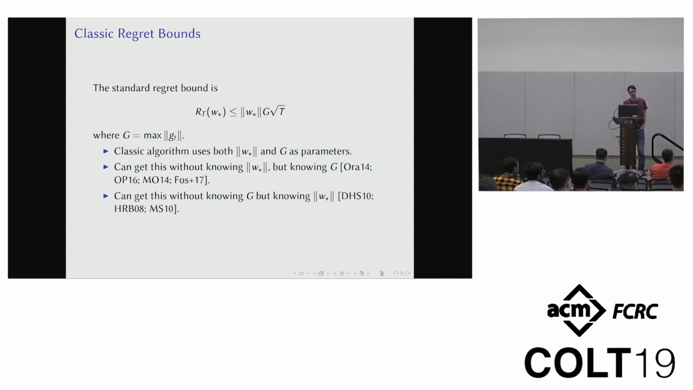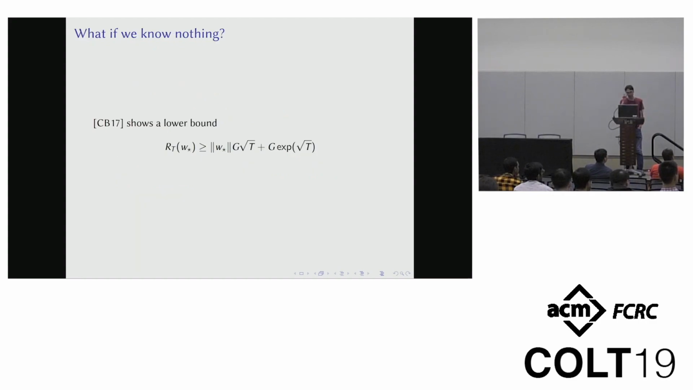Similarly, if you know W star but don't know G, again, you can get this up to some extra constant factor or something like this. If you don't know anything, things are a little bit sad. It turns out there's this lower bound that says that you can get sort of what you want plus some penalty, which is potentially exponential in time. I mean, in reality, it's maybe a little better. It's more like exponential in the rate of growth of the gradients. But if the gradients grow fast enough, it can be e to the root T.